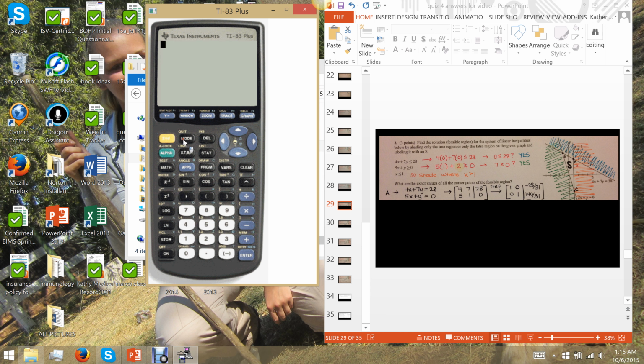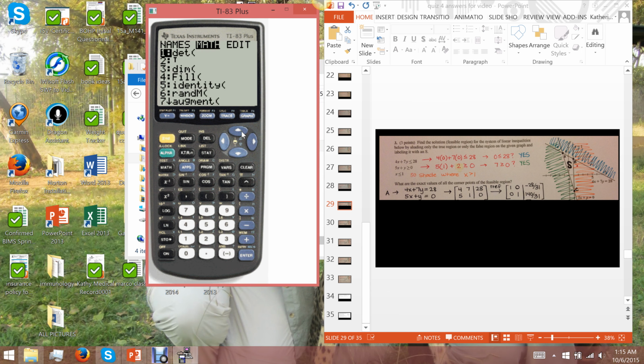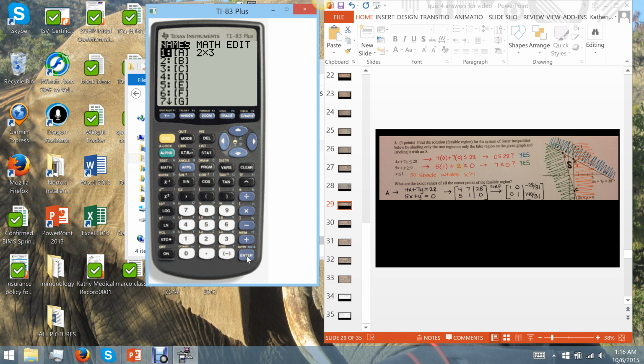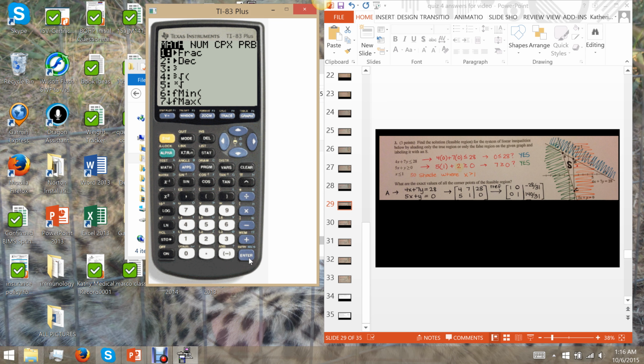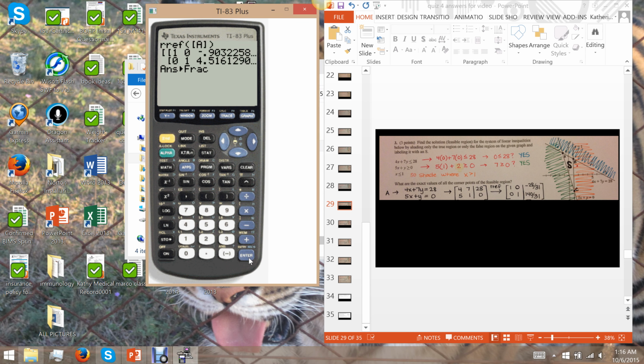Then I'm going to second quit, go back to matrix. I'm going to scroll to math, and I'm going to use the up arrow until I find RREF. Then I'm going to put the name of my matrix, which I use matrix A, and I'm going to press enter. Now, remember, we don't like all this junk, okay? But it's okay, because your calculator will fix it for you. Remember, we just need to press math and then press enter, because we're on frac, okay? And you press enter again, and your calculator will turn those into fractions for you.